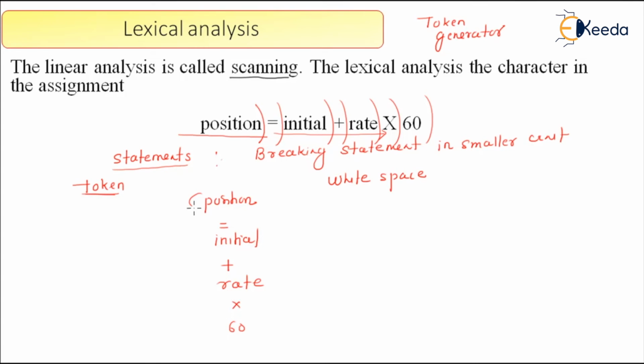And what is the standard term here? The standard term here is the token. So we generate tokens. Linearly we analyze each word of a sentence, and we will generate a corresponding token. So for position, for equal to, for initial, for plus, for rate, for multiplication, and for 60, we will generate a corresponding token. So linear analysis is just scanning: scan the input and generate the tokens. Okay, so this is the first part of this phase, lexical analysis.